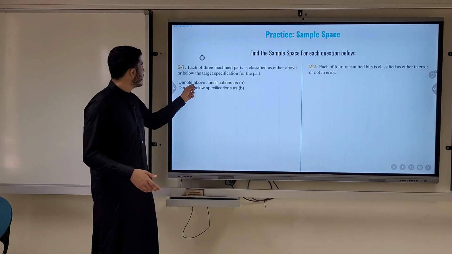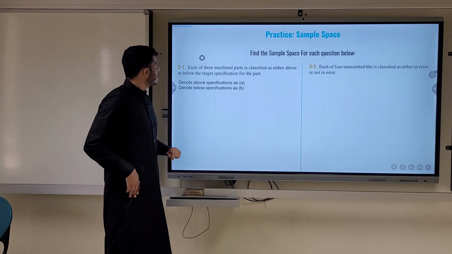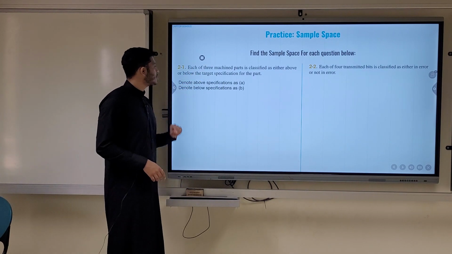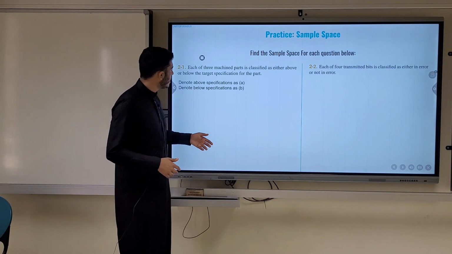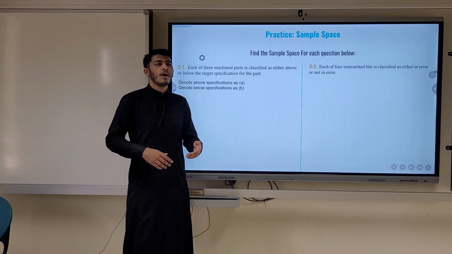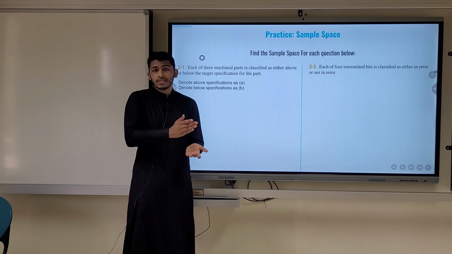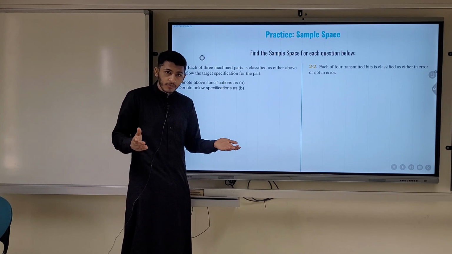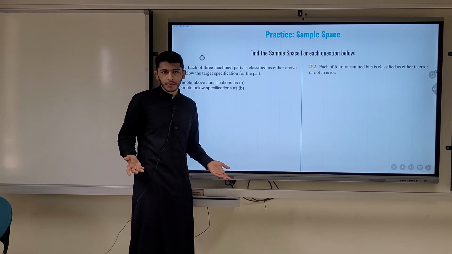So we denoted the above classification with A and below with B. Now, it says that we have 3 machine parts. So what are the possible outcomes that we're going to get from such a random experiment? For example, let's say that the first machine is above classification, the second one is above, and the last one is below, or all of them above, or all of them below, or the first 2 are above and the last one is... you get the idea.